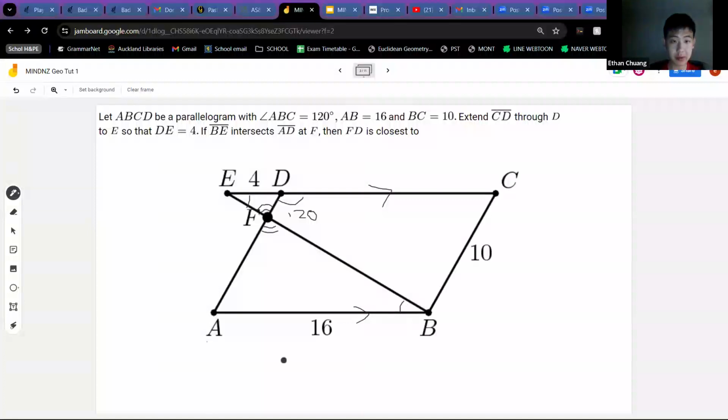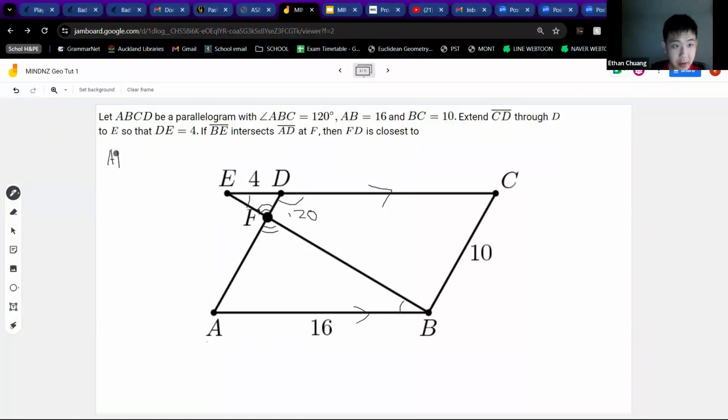Finding AF first. That's true, yes. Okay, so basically we know that EDF and ABF are similar, so I'll just write out the ratio you get. So you know that AF over FD equals ED over AB, right, guys?